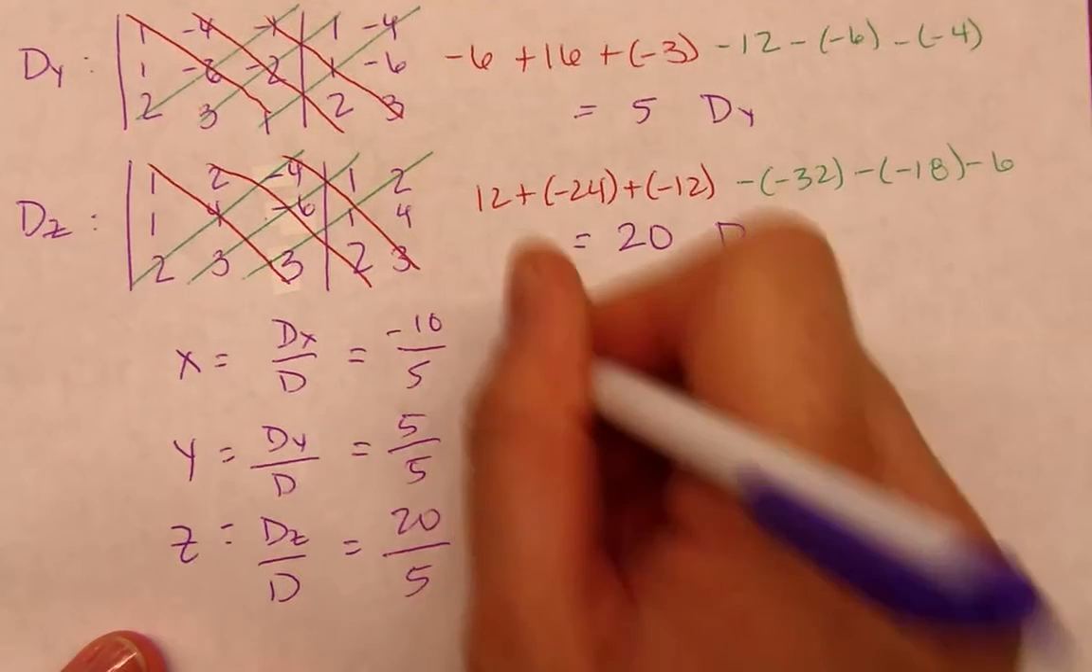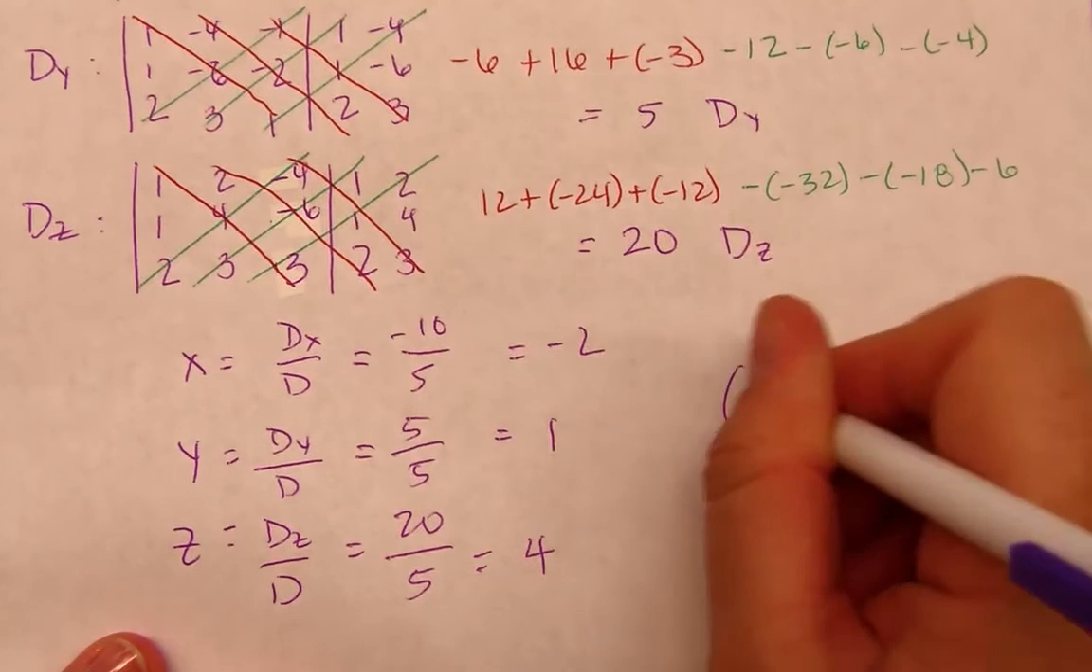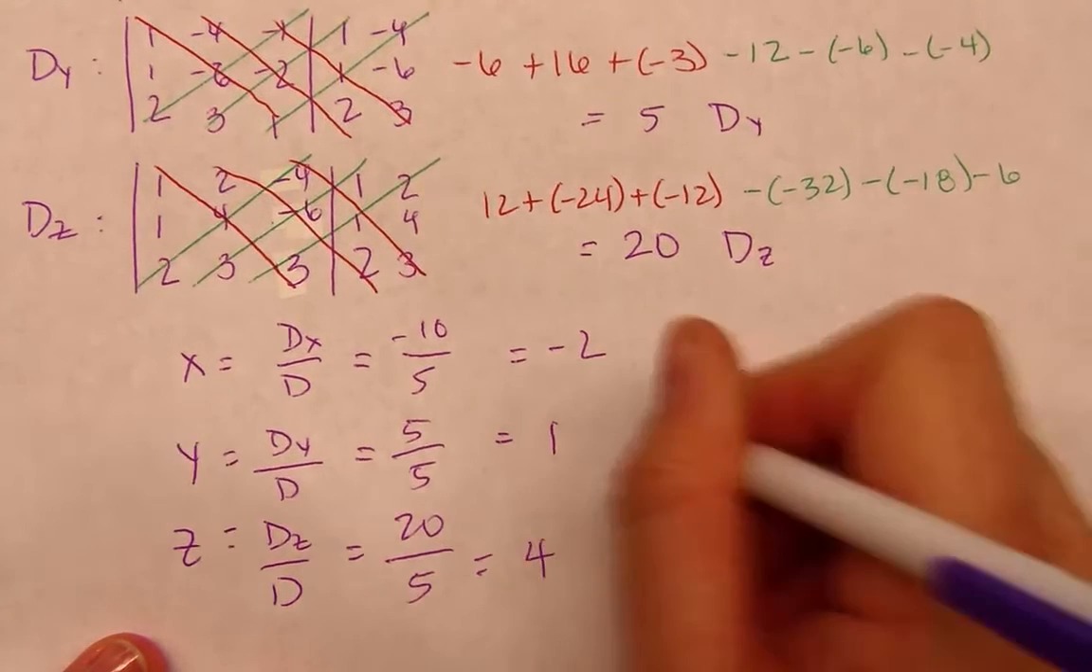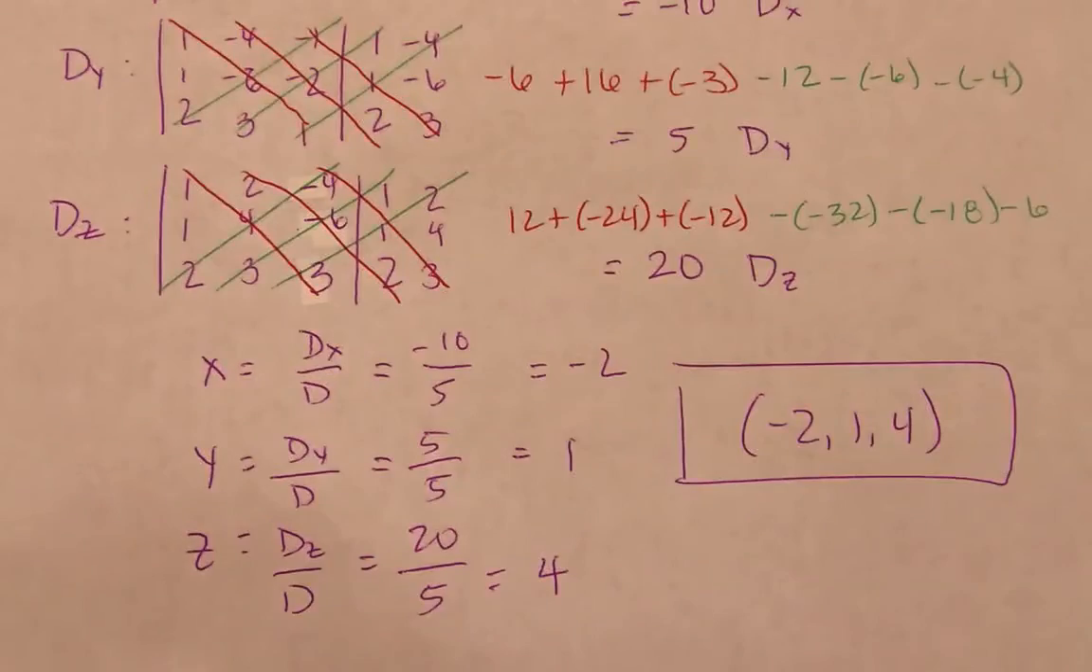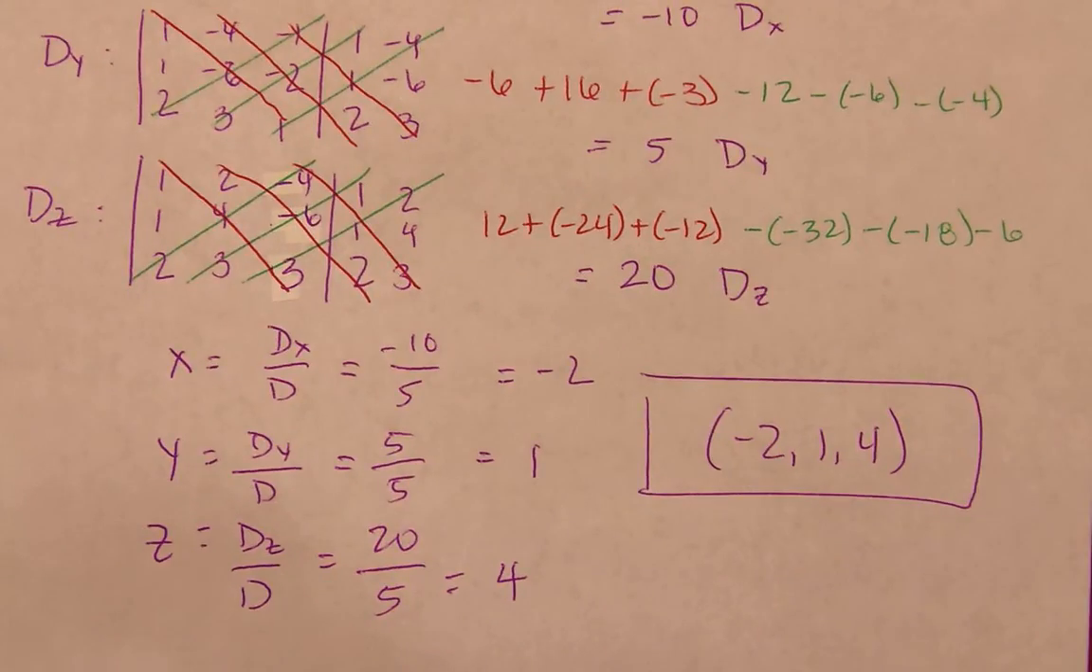So our answer is -2, 1, 4. If you had used matrices, if you had used solving systems of equations, any other method, you would still get this answer. So that gives us another method to use for solving systems of equations. And this is the end of Chapter 8 and the end of Section 8-5.